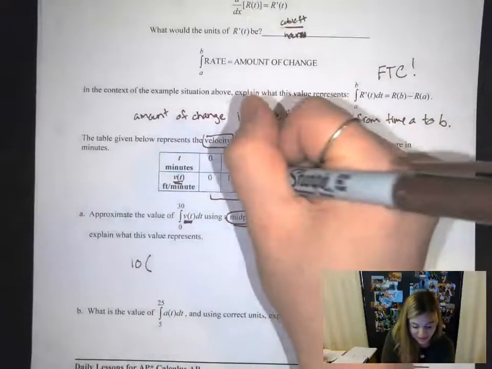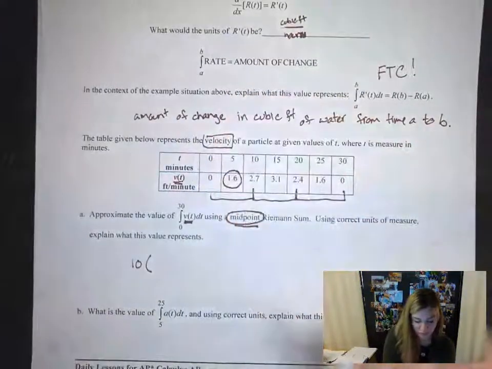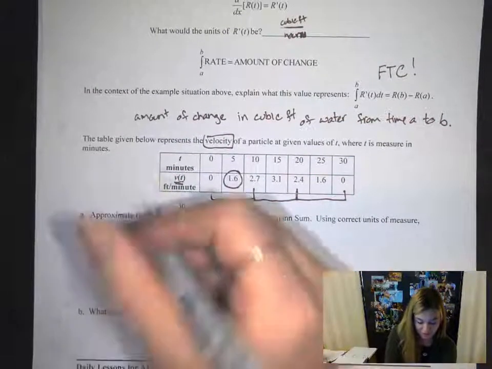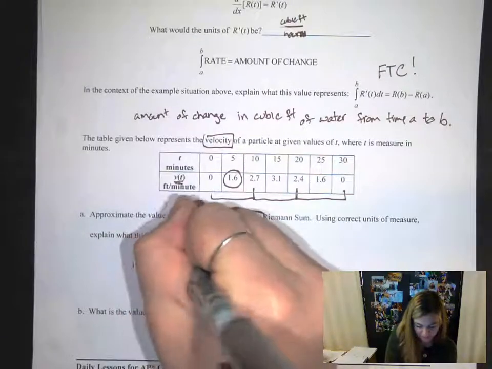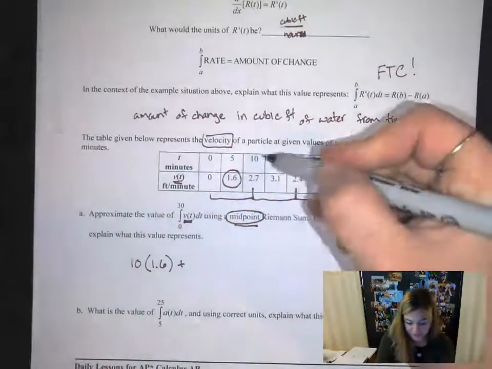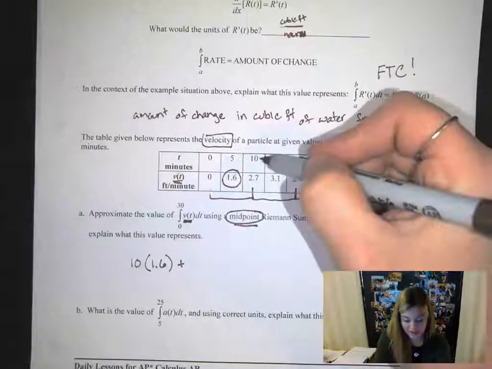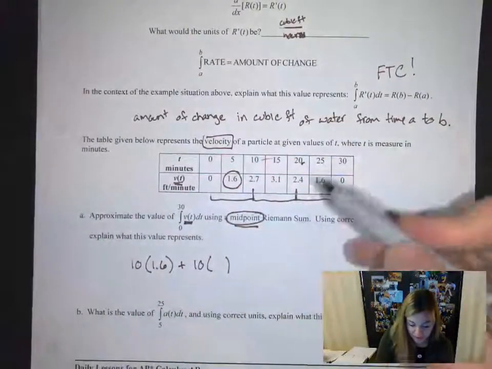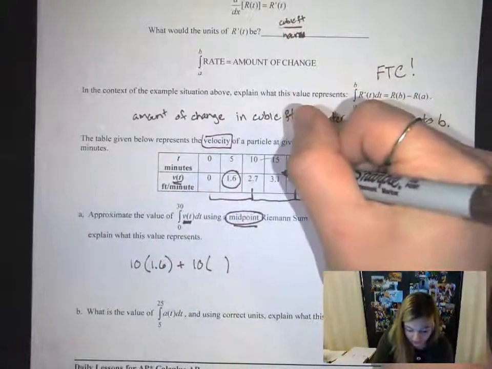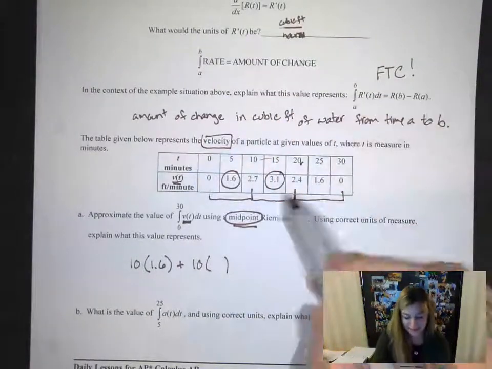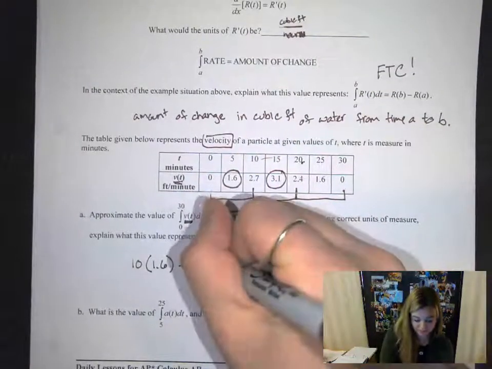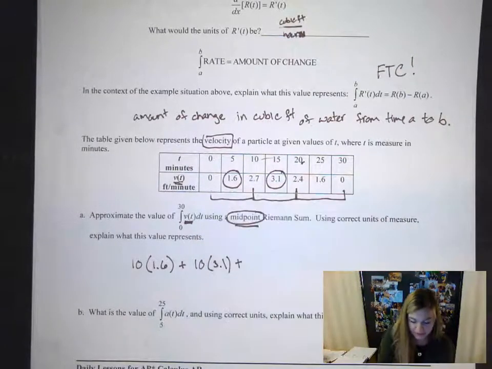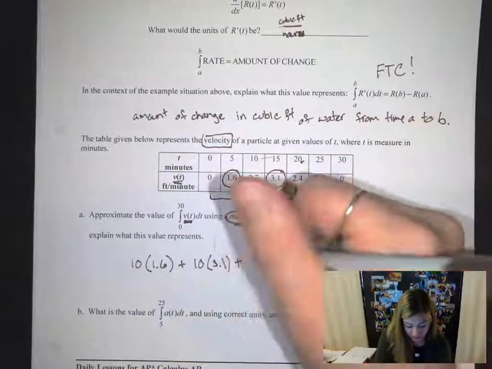My height is going to be whatever this midpoint is, so this would be f of 5, or in this case v of 5, and I would get 1.6. Then I go from 10 to 20, and I can see I have a distance of 10. My midpoint in this one would be the function value or velocity at 15, which is 3.1, plus over here 20 to 30, again 10.